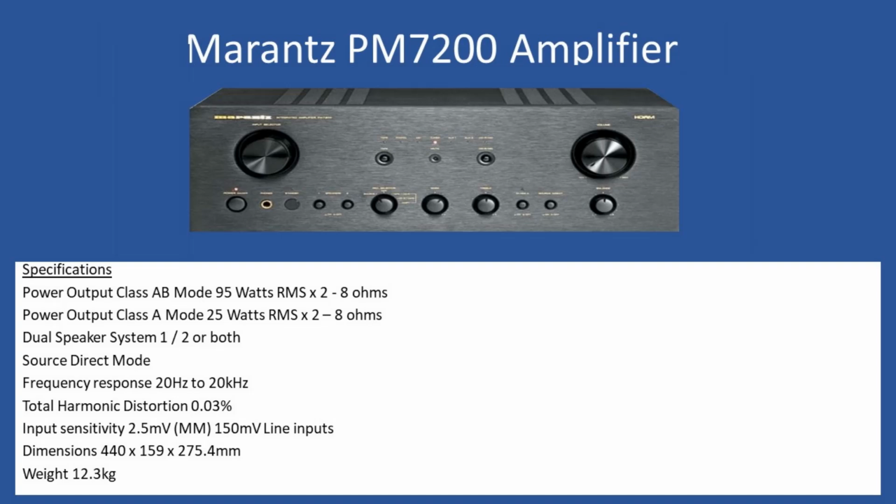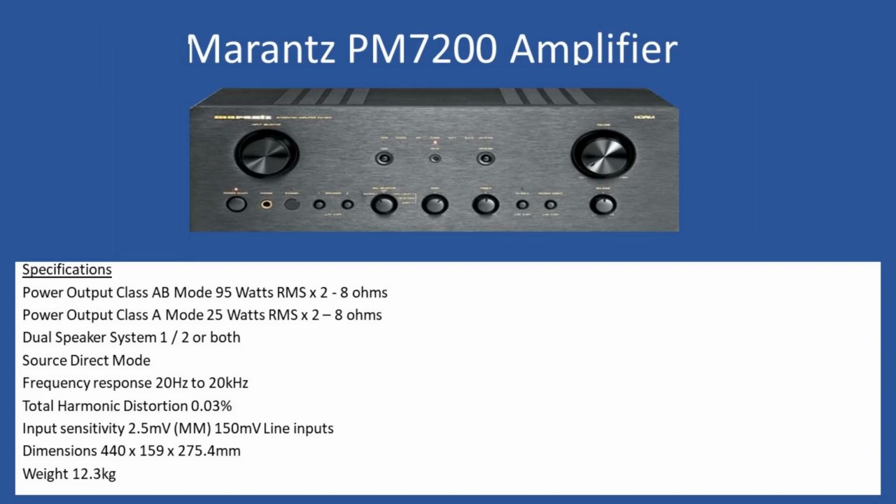Frequency response is 20 Hz to 20 kHz, and total harmonic distortion is 0.03%. You can connect a moving magnet type cartridge if you're connecting a record player, and that's standard at 2.5 millivolts. And then for all of the other inputs, you're looking at 150 millivolts. Overall dimensions are 440 by 159 by 275.4 millimeters, and the weight of the amplifier comes in at 12.3 kilograms. When the amplifier is new, you also will receive a remote control.